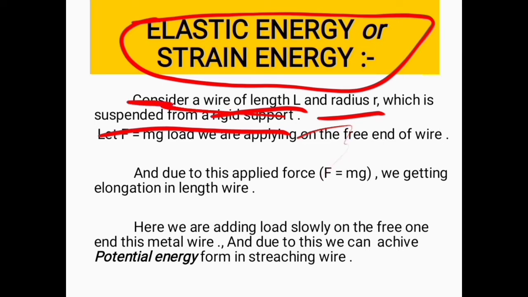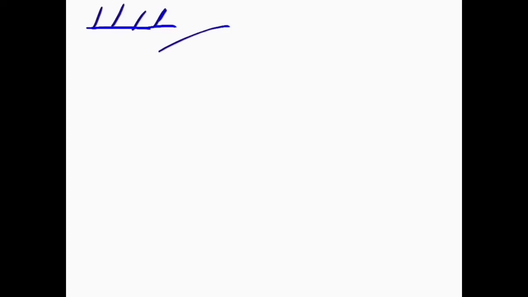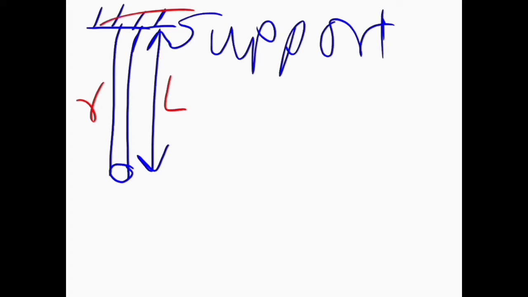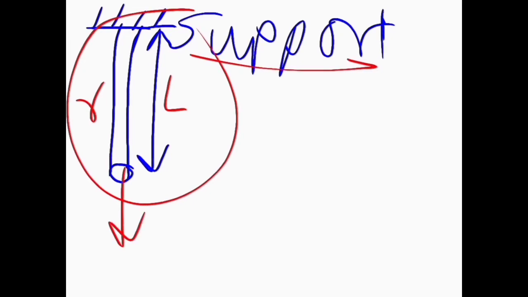Let us consider we are taking a wire of original length L and radius small r, which is suspended from a rigid support. Let's see, I am drawing this diagram. This is our support and this is a wire having original length capital L. This is the diameter of this metal wire, and we need the radius. Radius is nothing but the diameter divided by 2, and its radius is small r. This metal wire is suspended by the rigid support, and this is the free end of this metal wire.